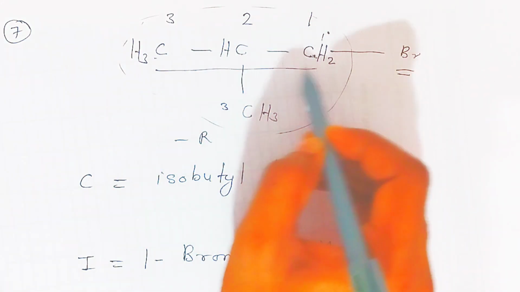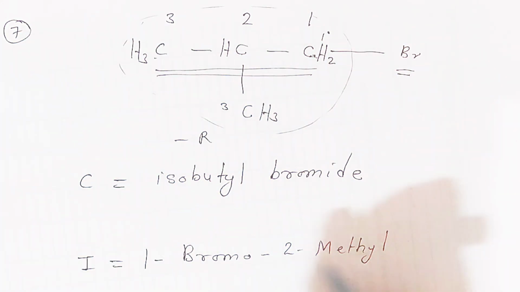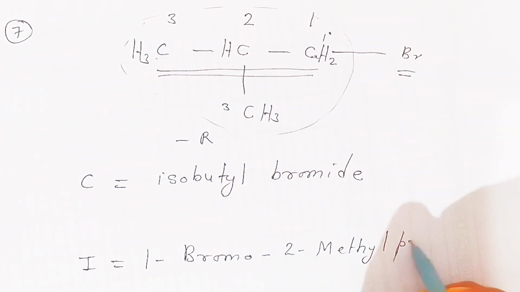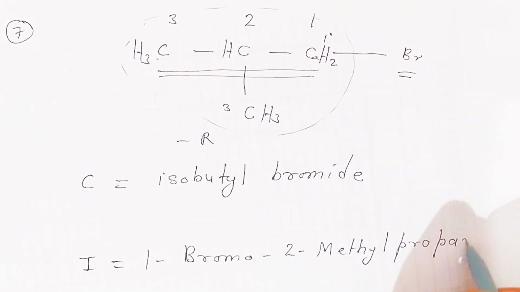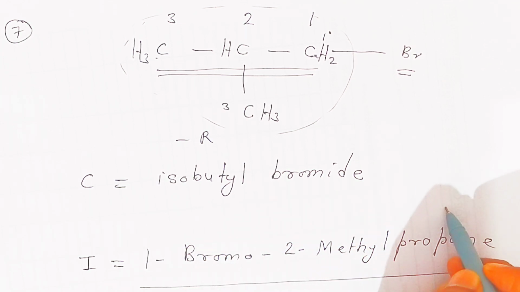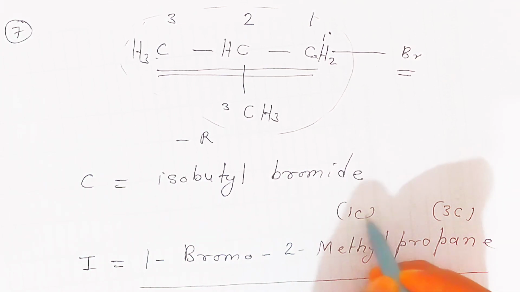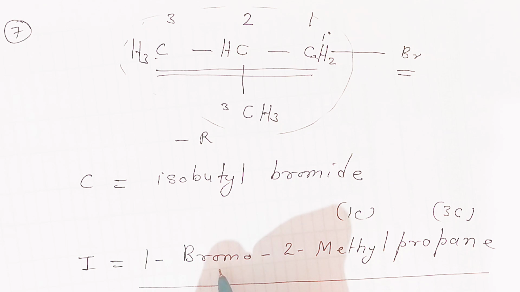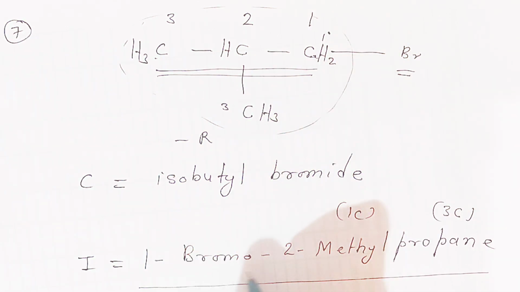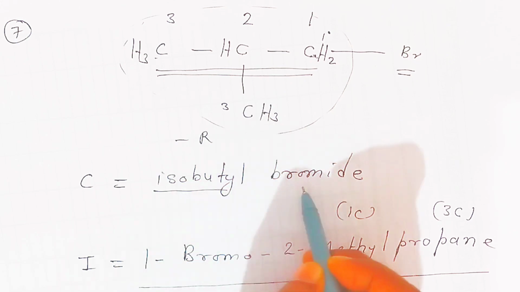Now the longest chain will be of 3 carbons. So 1-bromo, 2-methyl, and this will be propane. So this is the name, students: 1-bromo-2-methylpropane. Propane contains 3 carbons, plus 1 methyl carbon, making 4 carbons. Carbon number 1, to which bromine is attached, is called 1-bromo. So 1-bromo-2-methylpropane is nothing but isobutyl bromide.